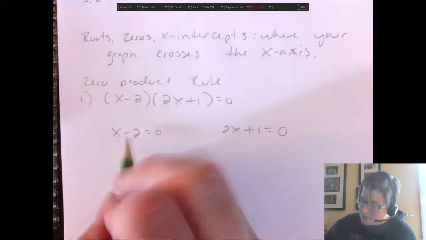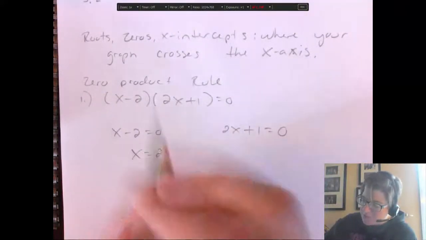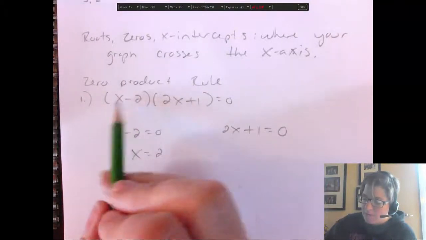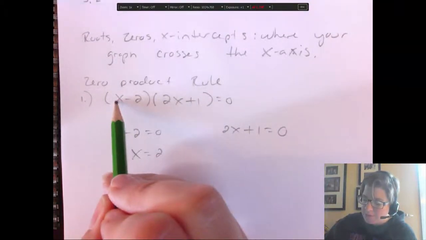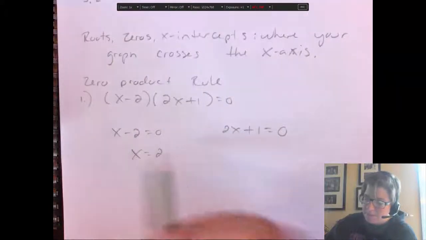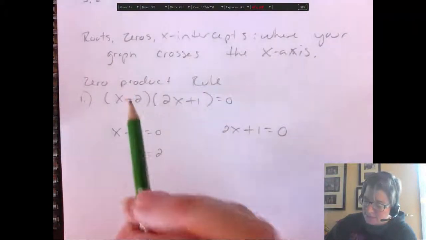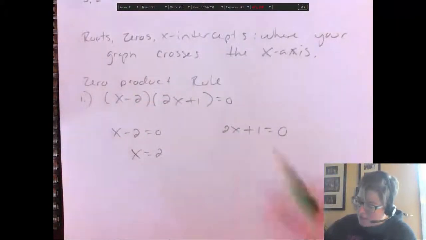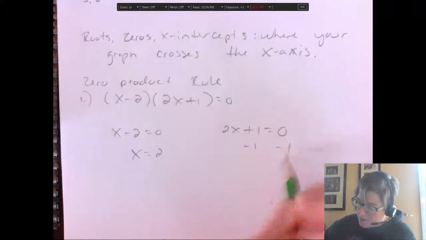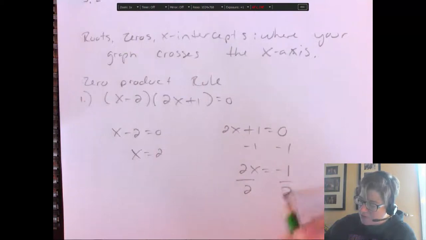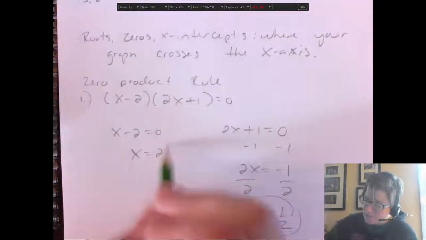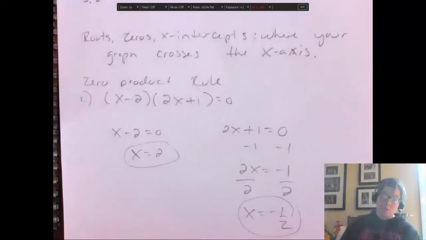So we're going to add the 2 over, and this one's 2. And you could see if this was 2, 2 minus 2 is 0. So we end up with 2 giving us 0 here. 0 times anything is 0. The other solution, you'd subtract the 1, and then you'd have 2x equals negative 1. Divide by 2, and x is equal to negative 1/2. And those are our two solutions. And that's the zero product rule.